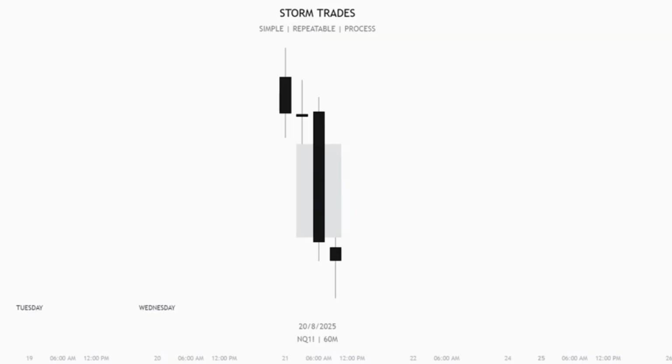Today we're going to run through a long trade on NQ that I missed. That would have hit for a 2R win on Wednesday, August 20th during the New York AM trading session.